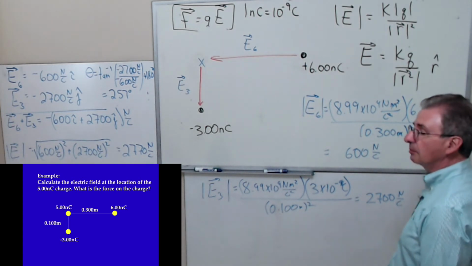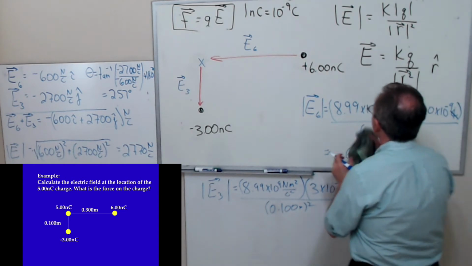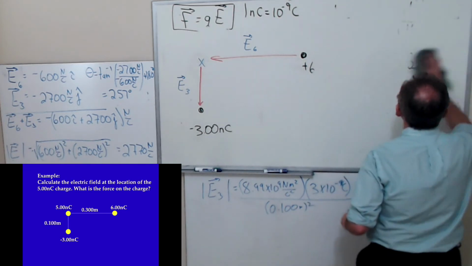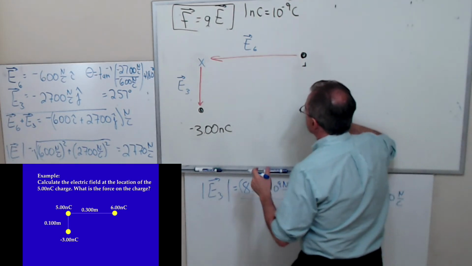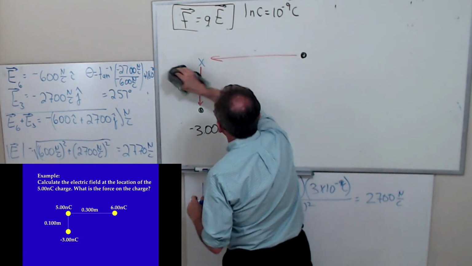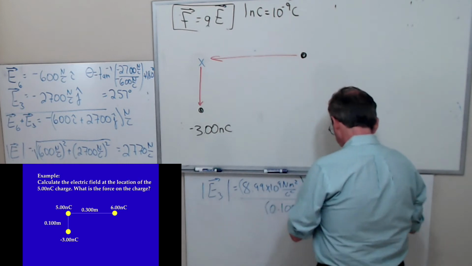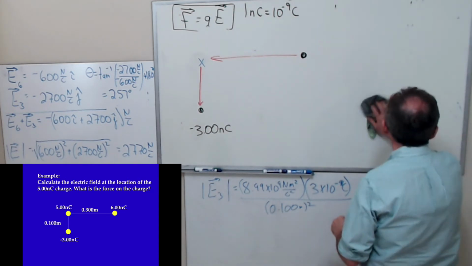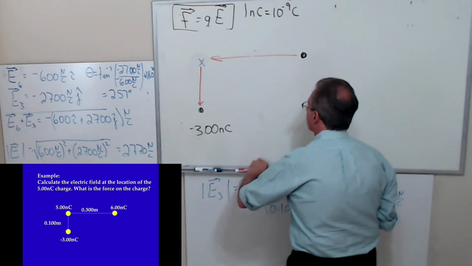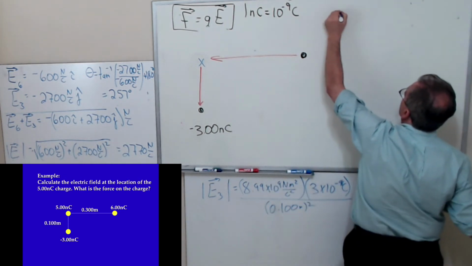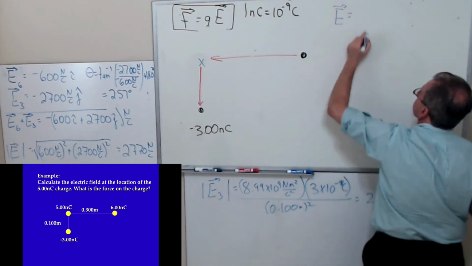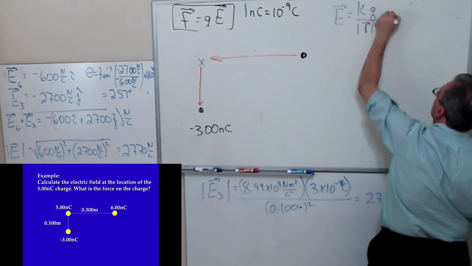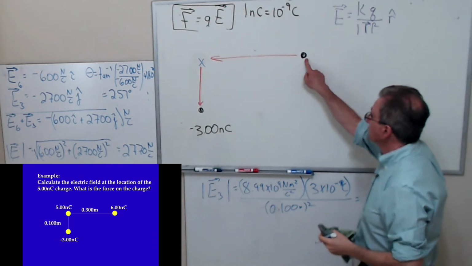Okay, now let me do it using the other method. We already know the magnitudes and stuff. The other way is to do the following. And I'm going to use a different color. Let me know if it's hard to see this color. I'll use purple. So the vector equation is k q over r squared r hat, where r hat is a unit vector that points from the source to this point.